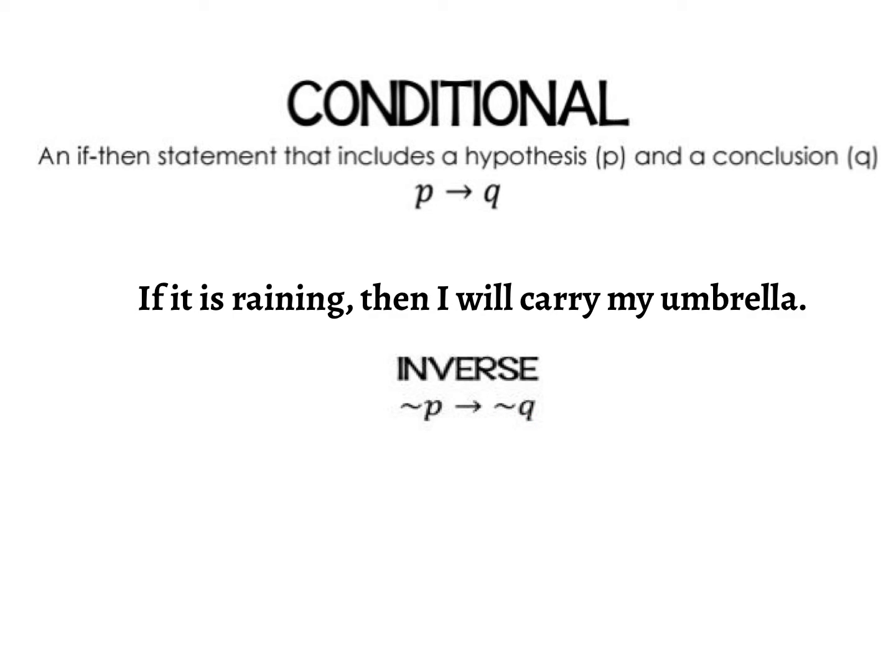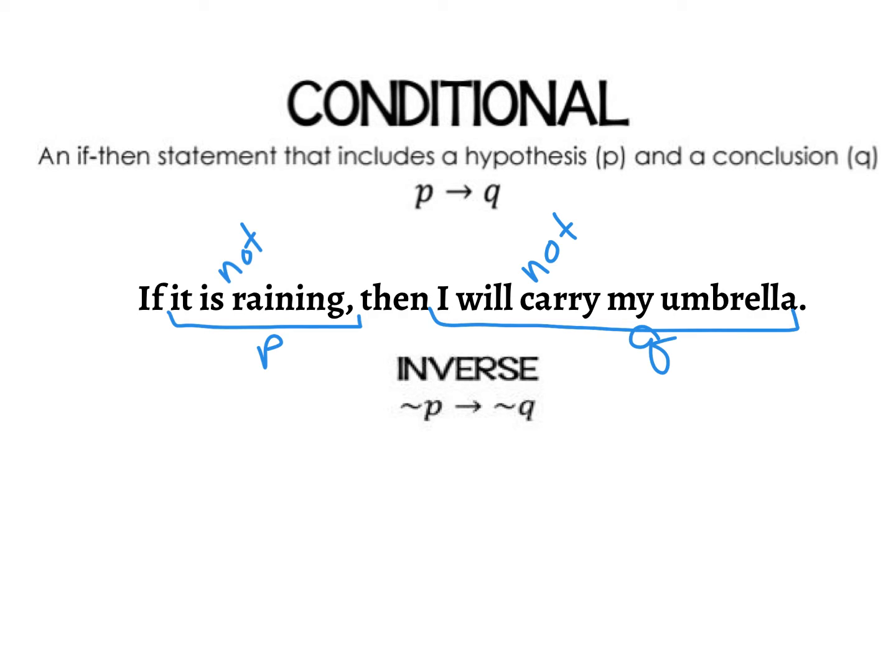So I'm going to take the original statement just as is. Let me go back to blue. This is P. This piece is Q. And we need to negate it. We need to say the opposite of P and the opposite of Q. So we need to insert the word not in the first part of the sentence and the word not in the second part of the sentence. So if it is not raining, then I will not carry my umbrella.